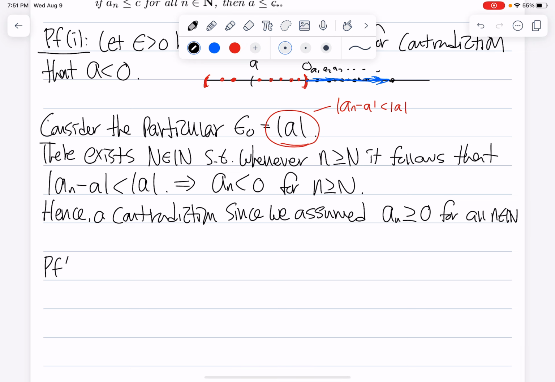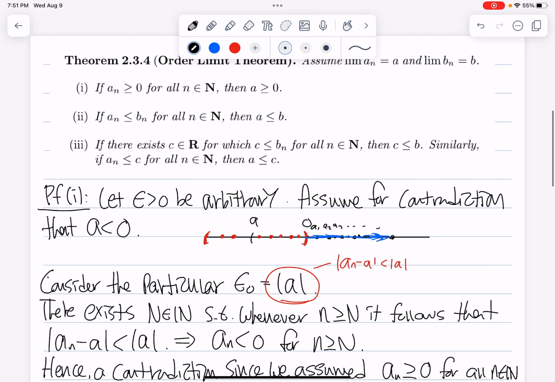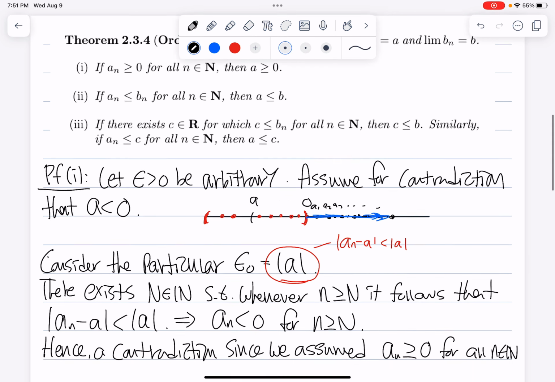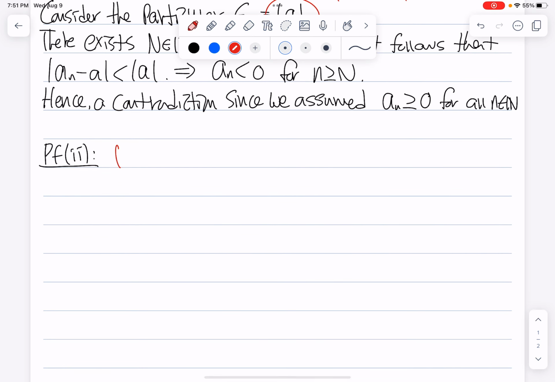All right, what about the second part of the proof? We want to show that if an is less than or equal to bn for all n in the natural numbers, then a is less than or equal to b. So we'll copy that here.